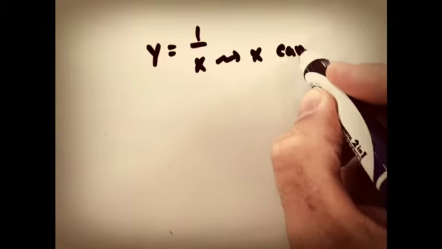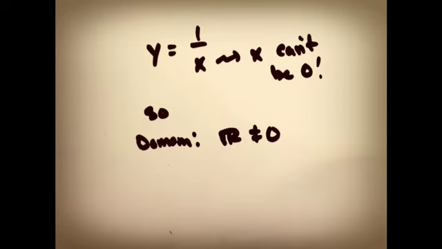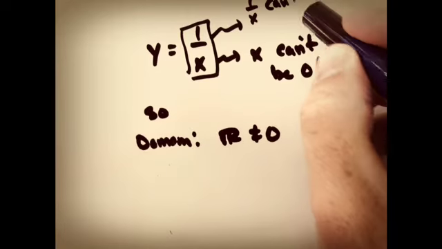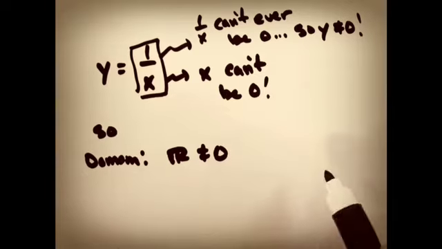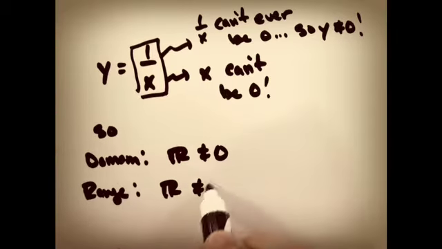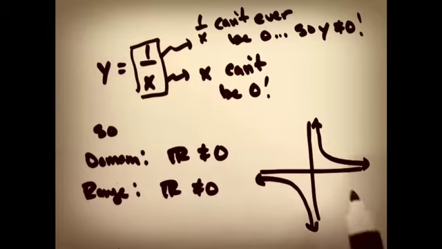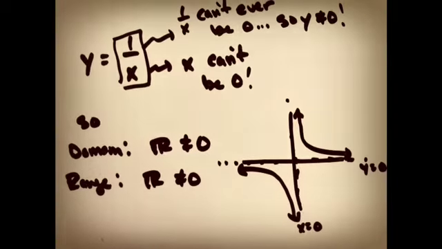An easy one, 1 over x. We all know x can't be 0, so the domain is all real numbers except for 0. What about y? Well, y is determined by 1 over x. And 1 over x can't ever be 0, because 1 over anything is always going to be something that's not 0. So in this case, our range is also all real numbers not equal to 0. If you peek at the graph, you'll notice the graph never crosses the line y equals 0 or x equals 0. So our graph confirms what we did algebraically.